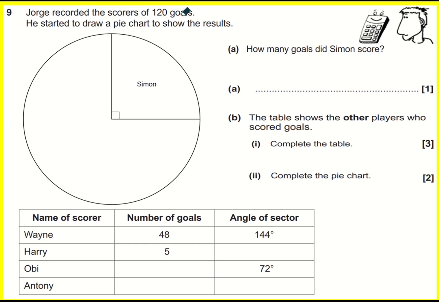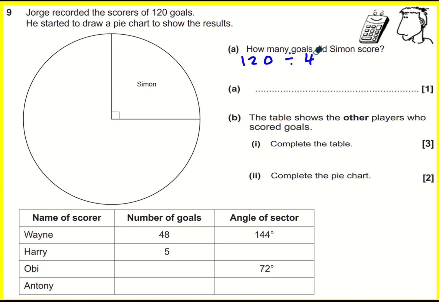George recorded the scores of 120 goals, and he started to draw a pie chart to show the results. How many goals did Simon score? Well, this is 90 degrees. The whole thing is 360. Or just by looking at it, you can see that this is going to be a quarter of the pie chart. So to work out how many goals Simon scored, we just need to find a quarter of 120.